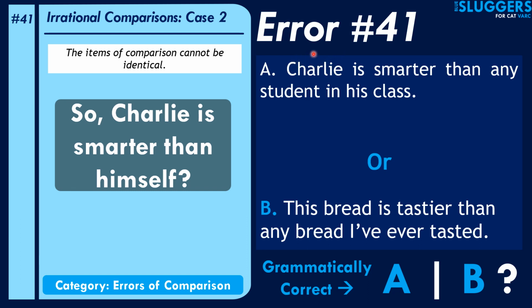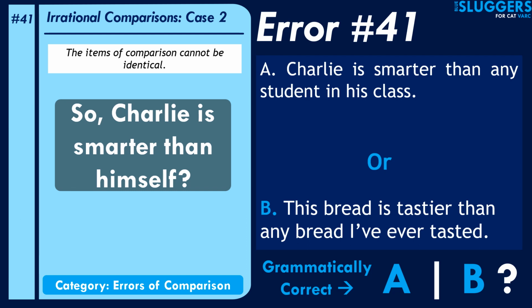So with this, guys, we are moving into the second case. In this installment, we'll be looking at the second case of irrational comparisons from the same category of errors of comparison. Look at the sentence here. It says, Charlie is smarter than any student in his class. Now, on the face of it, the sentence seems innocuous and harmless, like there's nothing wrong with it, but there is in fact. What is wrong with it?